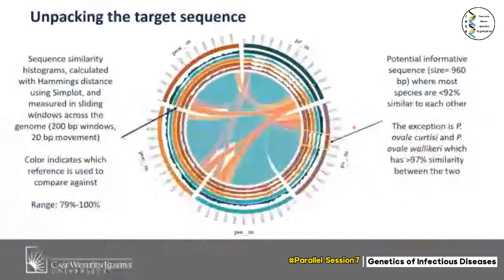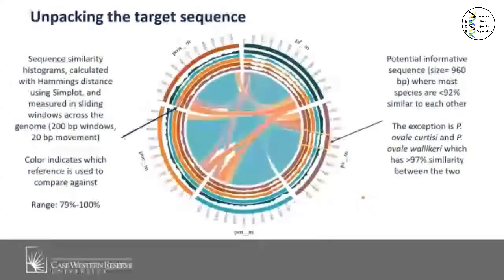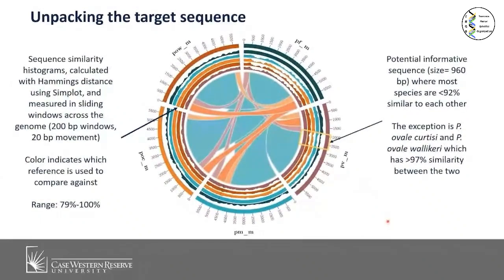species that it's under. Through this, we found that there is a potential informative region. Now, what this means is there is a region where the species are at least less than 92% similar to each other. And this is important because in this region, we may be able to use it as a DNA probe to tell us the difference between the species if a read should land here. So for example, if a read lands here that comes from Plasmodium falciparum, we should be able to tell that it is actually Plasmodium falciparum based on the differences.